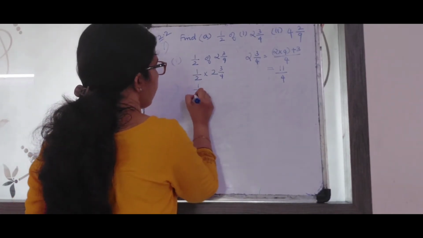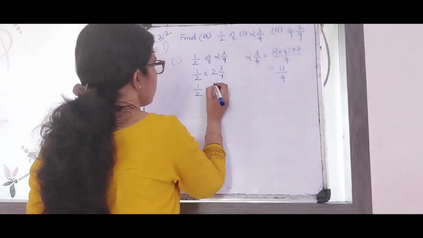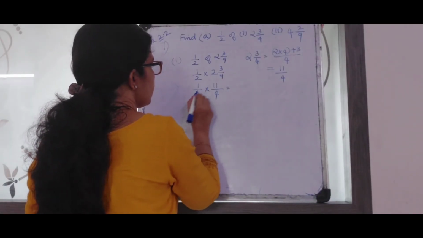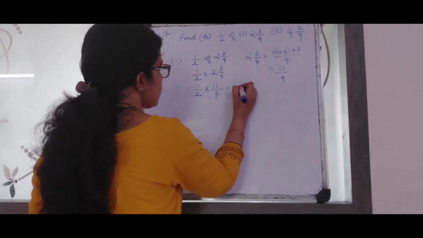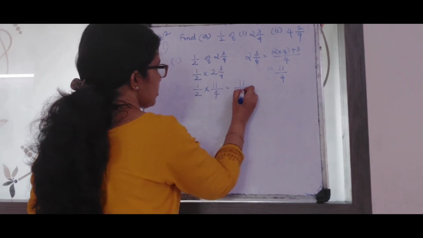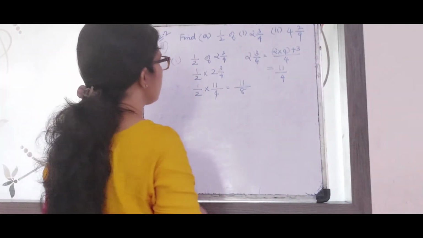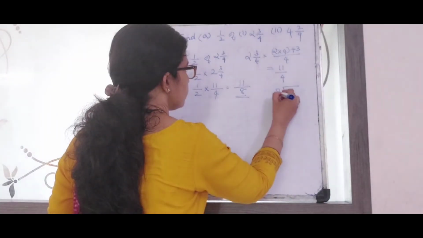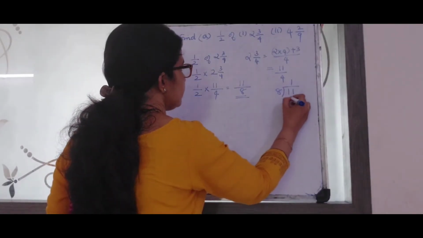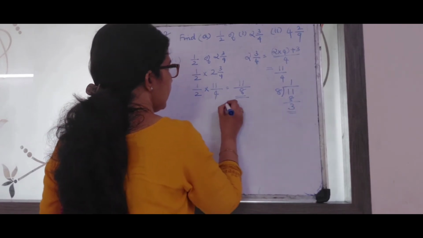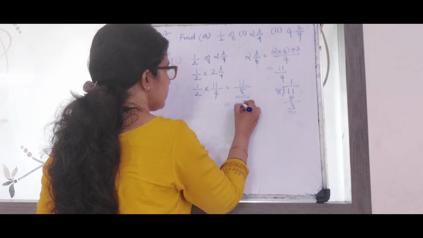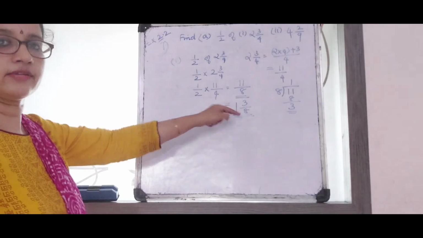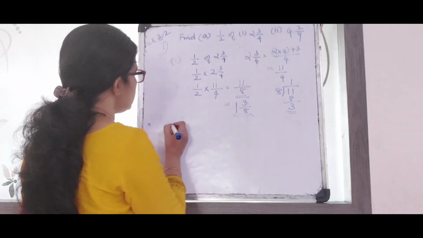Now half of, what is 2 3/4? 11/4. So half of 11/4 is equal to, you have to multiply the numerators and denominators, right? So 1 into 11 is 11 by 2 into 4 is 8. 11/8. Okay. Now this 11/8, if you do 1 8 is 8, 3. So the answer in mixed fraction is 1 3/8. Okay, half of 2 3/4 is 1 3/8. Okay, now let's go on to the second.